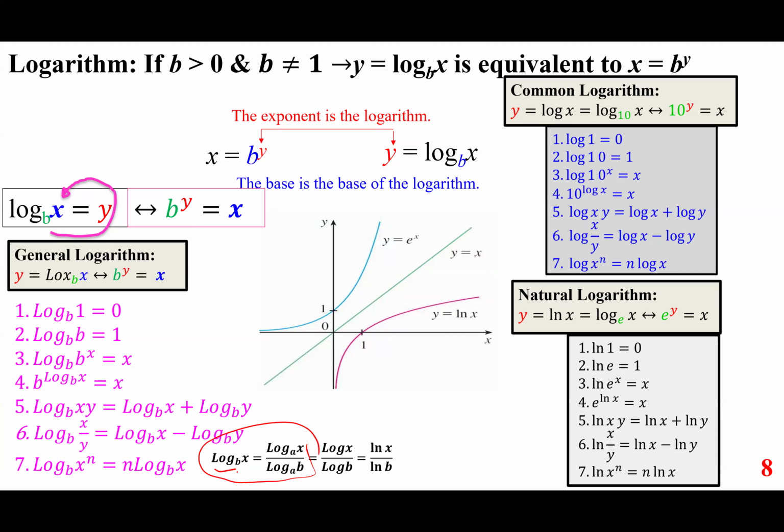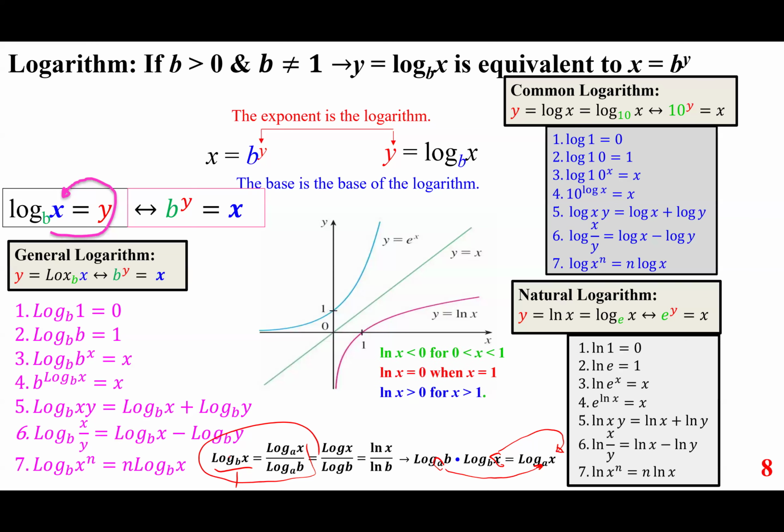This one, if you do the cross product, you get log base a of b times log base b of x equals log x base a. Notice the last argument becomes the argument of the result. The first base becomes the base of the result. So this is the cross product.